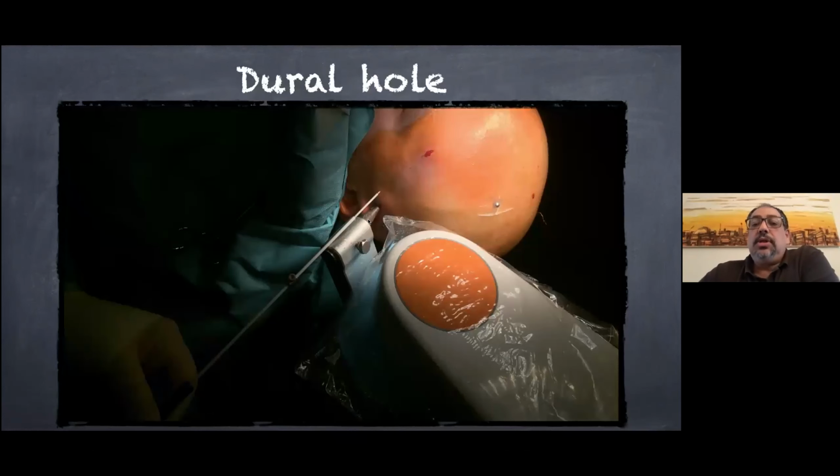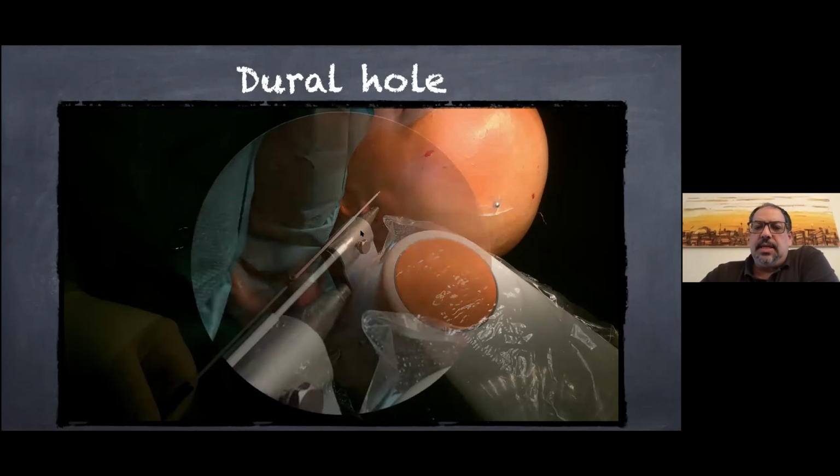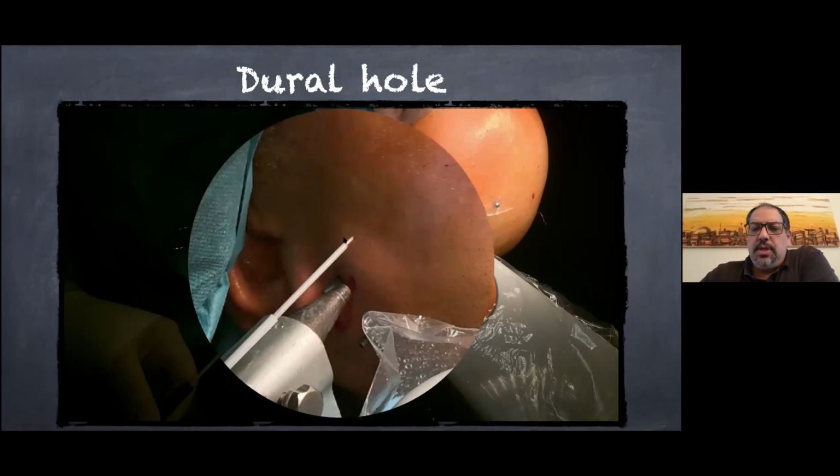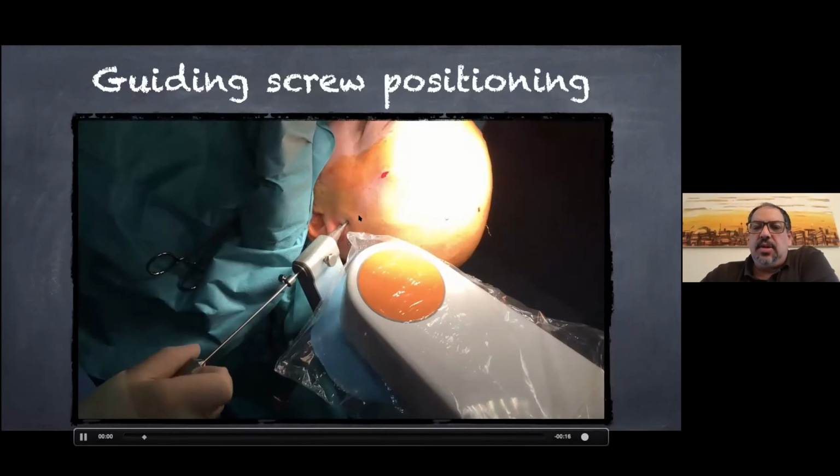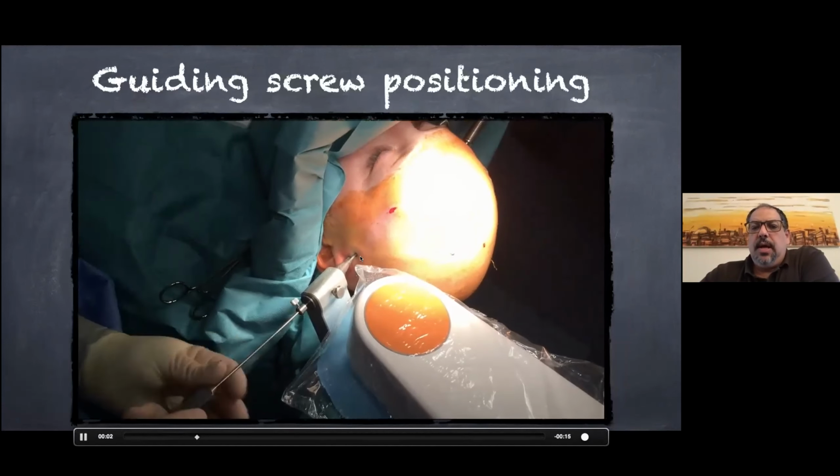Then we do what is the most dangerous part of the implantation, that is the dural hole. We use a monopolar coagulating electrode, you see, with a tip that is not insulated, so we can burn the dura with this monopolar coagulator. Then we fix the guiding screw in position.